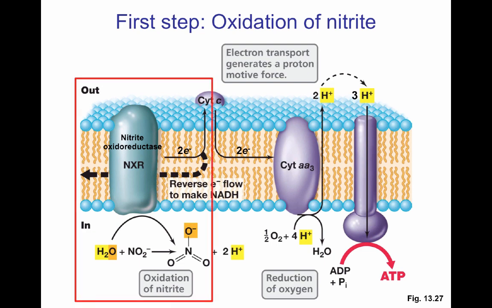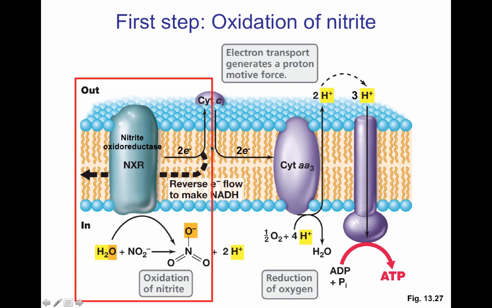So we can begin the reaction by the oxidation of nitrite into nitrate. A nitrite molecule is going to donate its electrons, and it's also going to take a water molecule to now make a nitrate. The electrons will be passed to the enzyme complex nitrite oxidoreductase, which is also going to pass them down to a cytochrome C molecule.